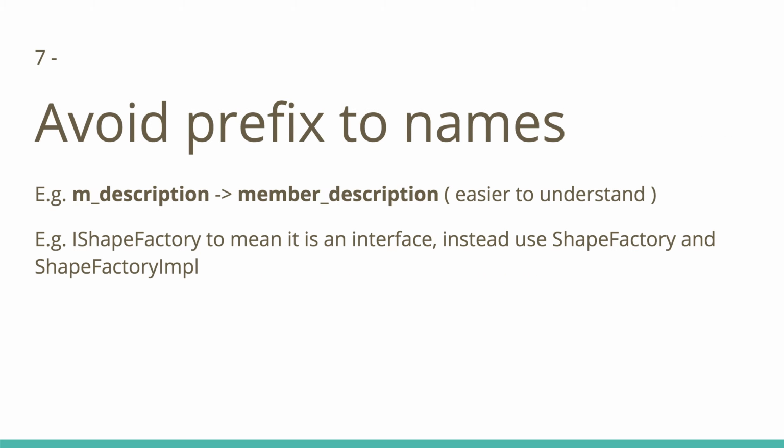Avoid using prefixes, things like m underscore description, because m doesn't really mean anything. So if you have to use prefixes, then name them well, like member underscore description. Or for an interface, don't just prefer to use I-shape factory with a capital I at the front. Instead, use shape factory and shape factory import for implementations, right? So it's much easier if you don't use prefixes.